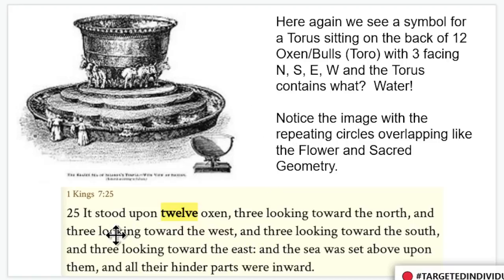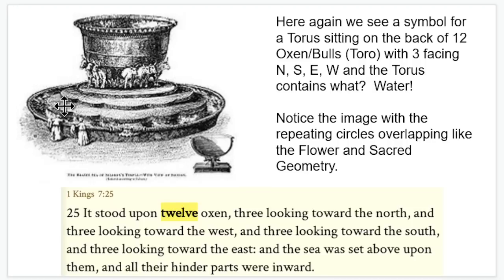And then 1 Kings 7:25 says, it stood upon 12 oxen, three looking toward the north, and three looking toward the west, and three looking toward the south, and three looking toward the east. And the sea was set above upon them, and all their hinder parts were within. It said the sea was sitting here. The water. This is the world. You see, this is the Bible telling us this is the world. Held up by toros. Three toros to the east, three toros to the west, just like what you see down here, these flower petals, the sacred geometry symbolism.